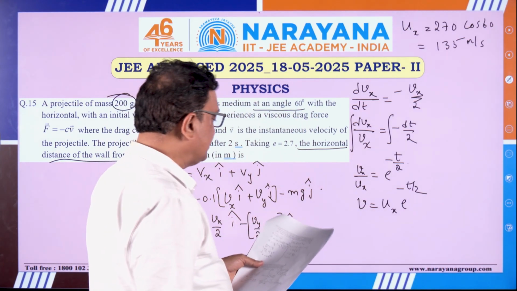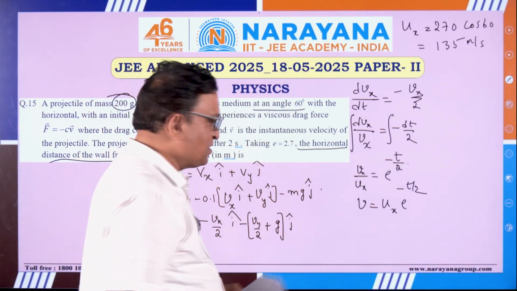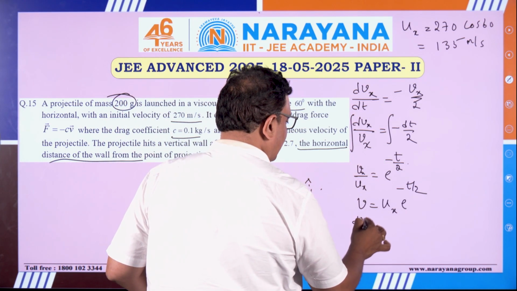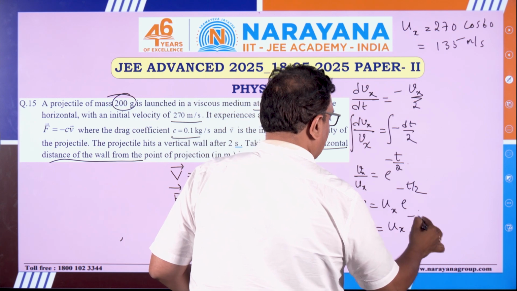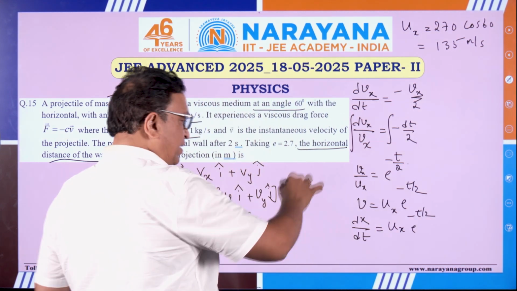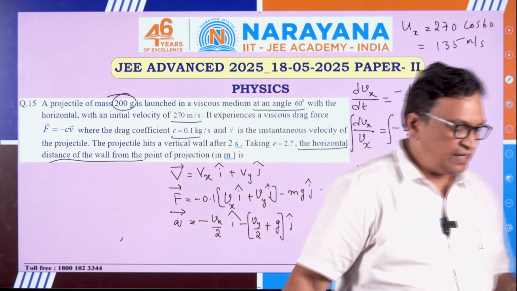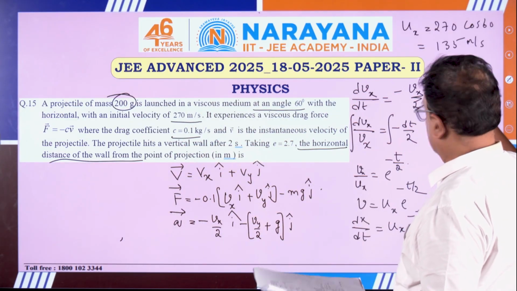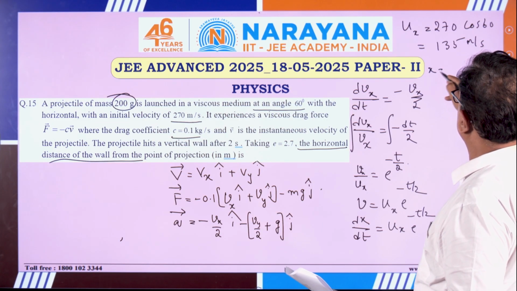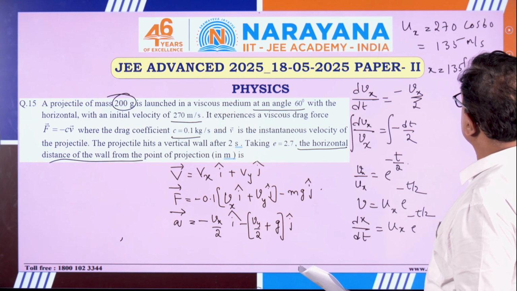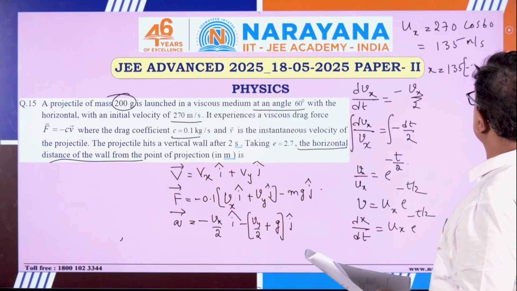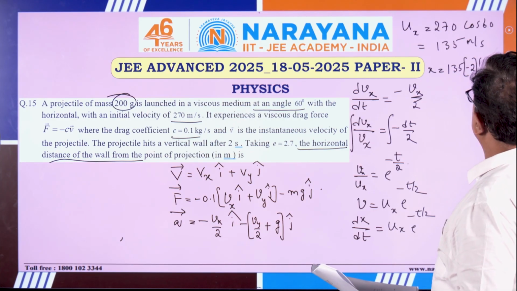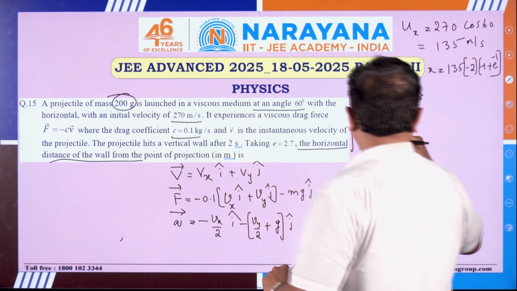And they are not asking about this. They are asking about x. So you need to show one more round of your patience in working on this part. Ux e power minus t by 2. By doing the proper integration, you will get the condition for x as 135 times, I have substituted all that integration part, minus 2 times minus 1 plus e power minus 1. So write this properly.